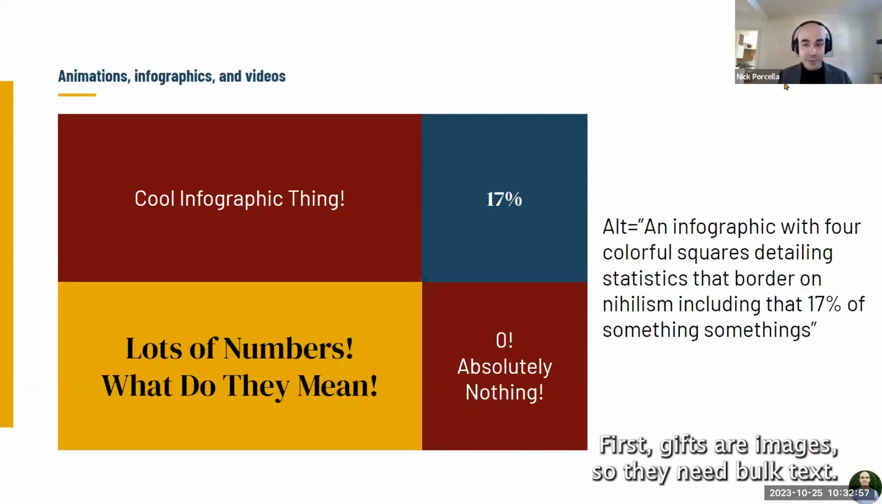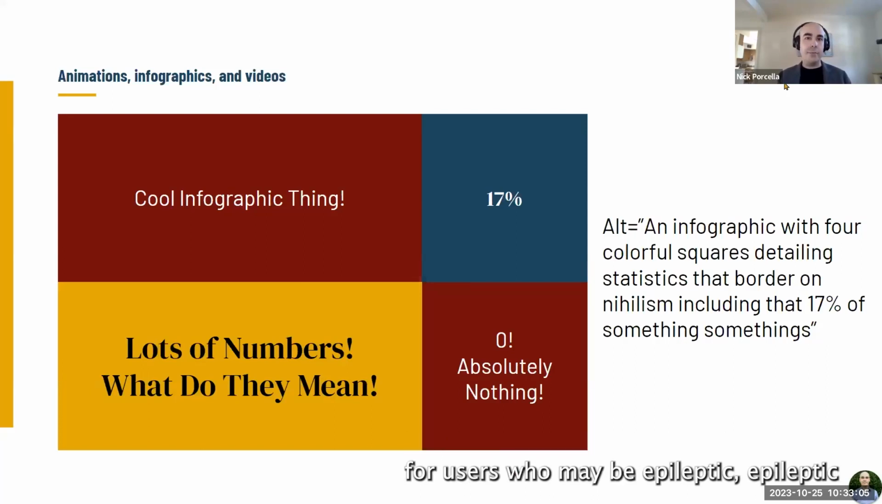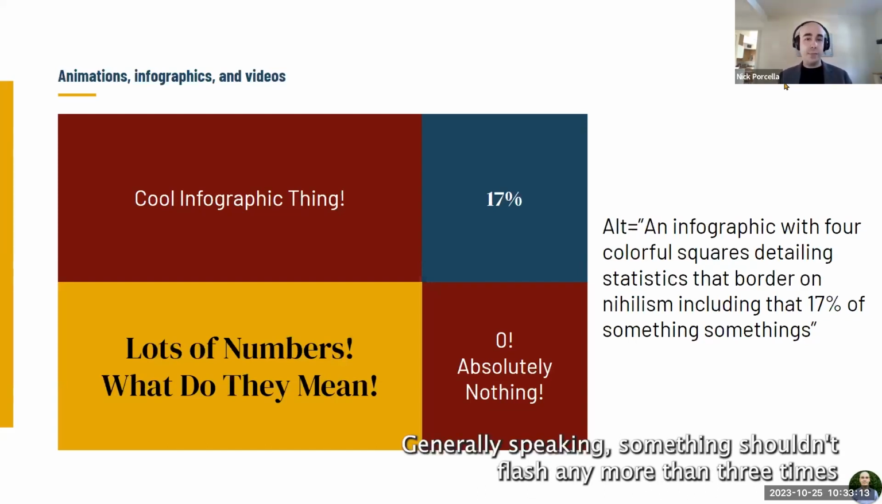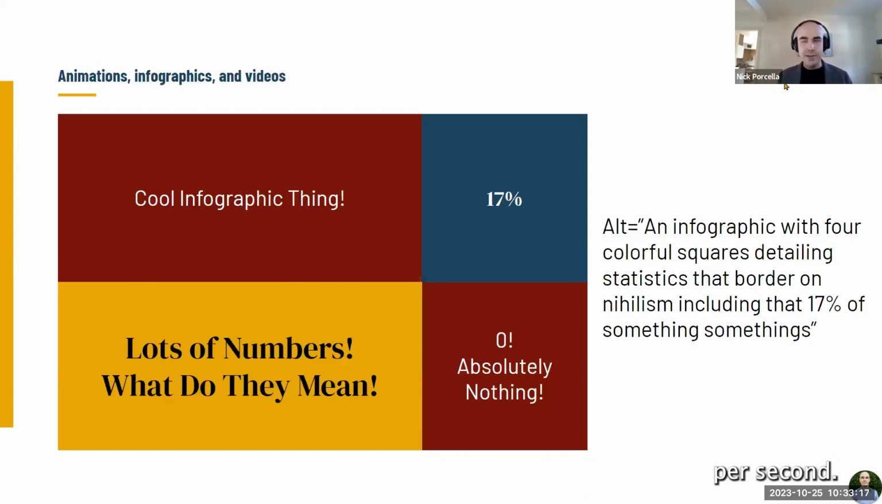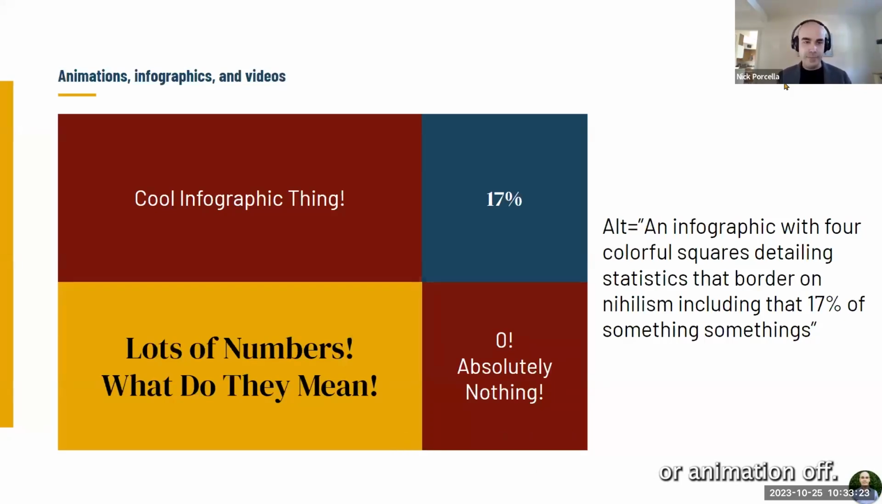First, GIFs are images, so they need alt text. But second, anything that makes motion or flashes, you need to be cautious of for users who may be epileptic or have other cognitive disabilities. So keep in mind that there are guidelines for this. Generally speaking, something shouldn't flash any more than 3 times per second. And also, it should always have the ability to deactivate or turn motion or animation off.